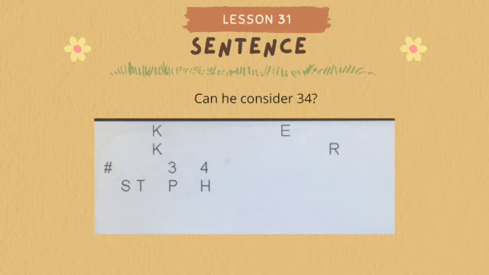Okay, so this is how we read this. "Can he consider 34?" And then we have a question mark. "Can he" is a phrase, "consider" is a brief, and then we have a number here. I believe that you were able to get the correct answer. So that's it for lesson 31. Let's move on to the next lesson, and that is lesson 32.